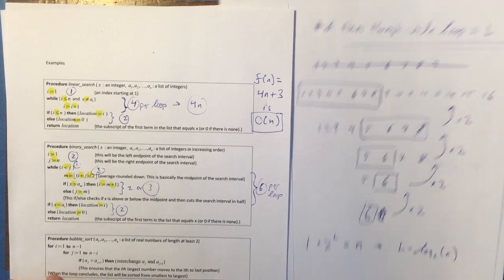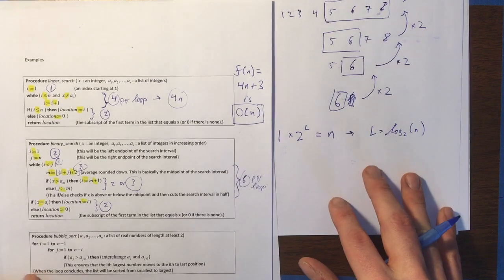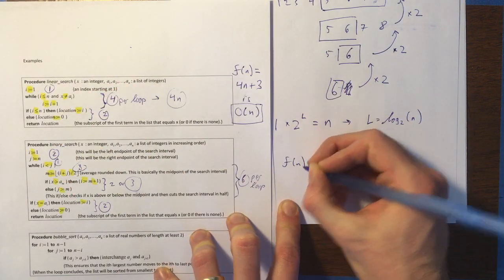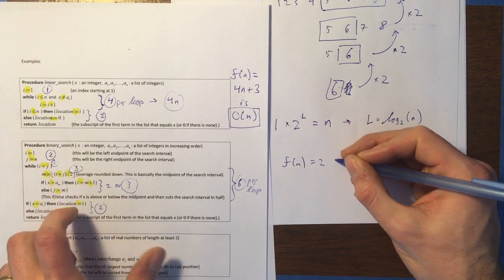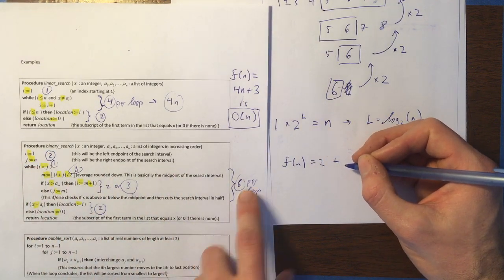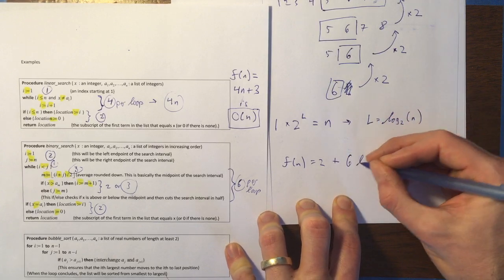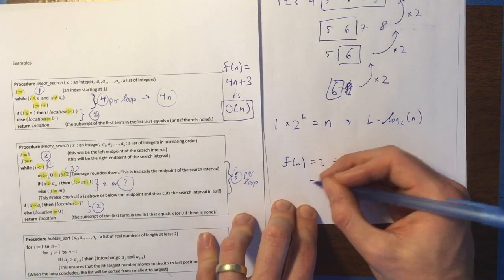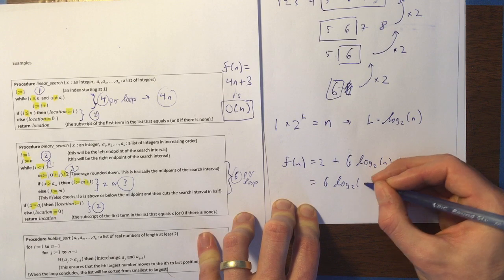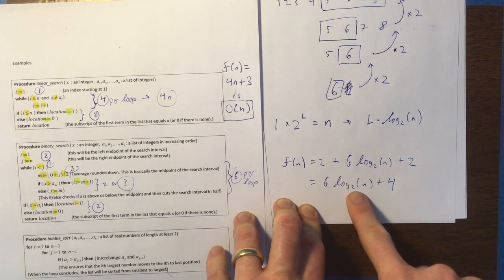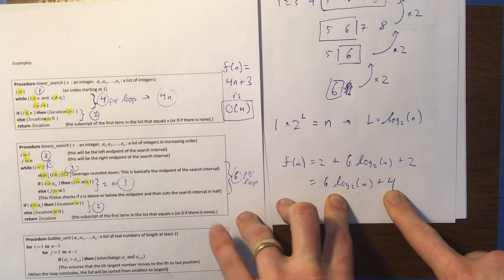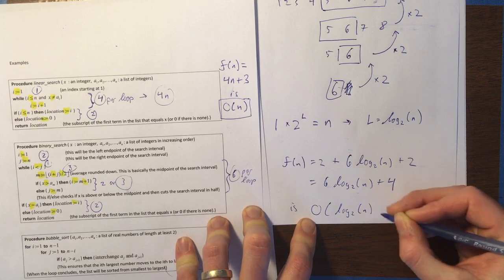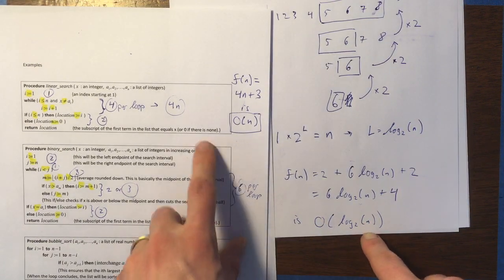So what we end up with, the result of this algorithm, is that f of n is going to be 2 plus these 6 operations per loop, so 6 times the number of times through the loop, which is log base 2 of n, and then plus 2 more at the end. Overall that is 6 log base 2 of n plus 4. So we have a multiple of a log function plus a constant. So this is big O of log base 2 of n. Okay, so that's better than big O of n.